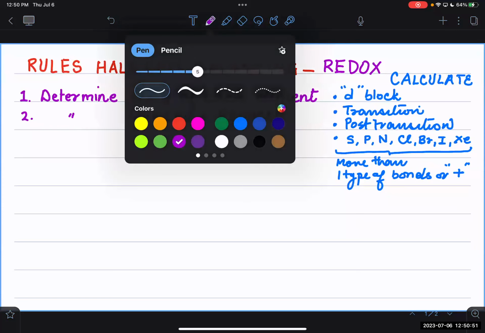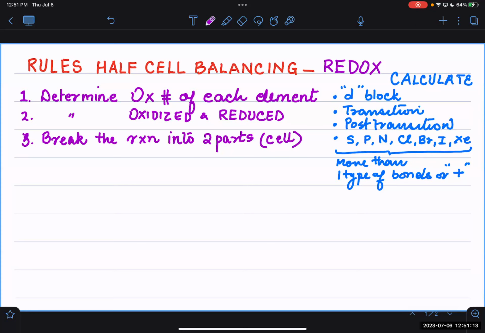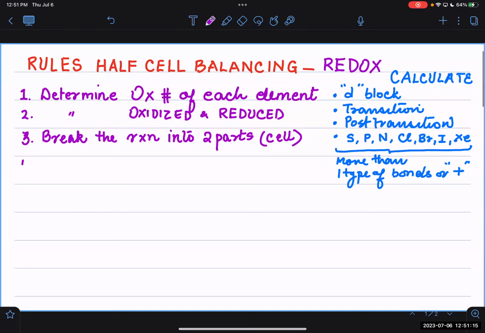Next, once you identify which one is oxidized and which one got reduced, you break the equation into two parts, and these two parts are called cells. One is the oxidation cell and the other is the reduction cell. You break them into these two parts.